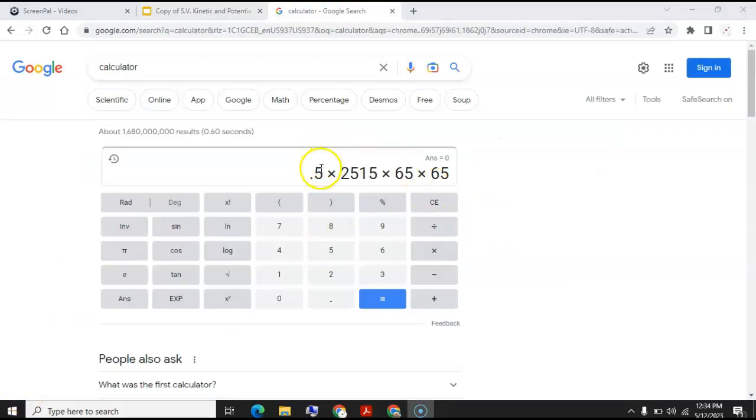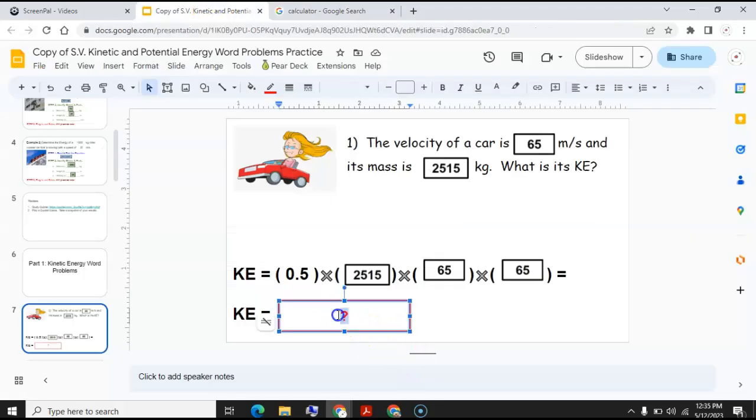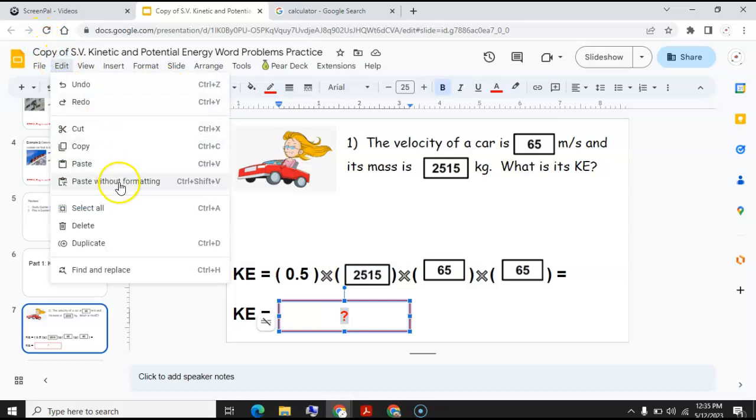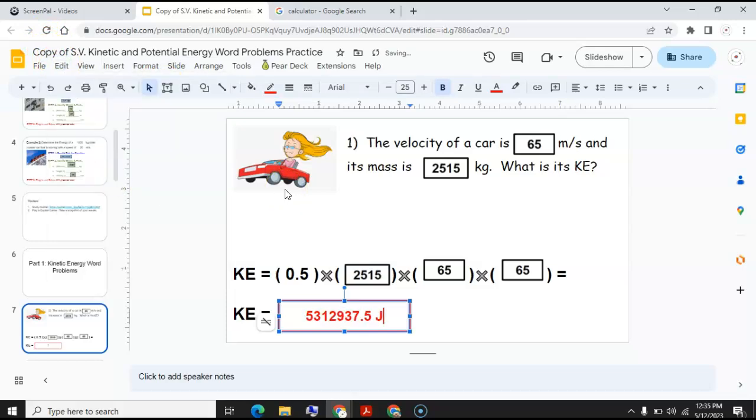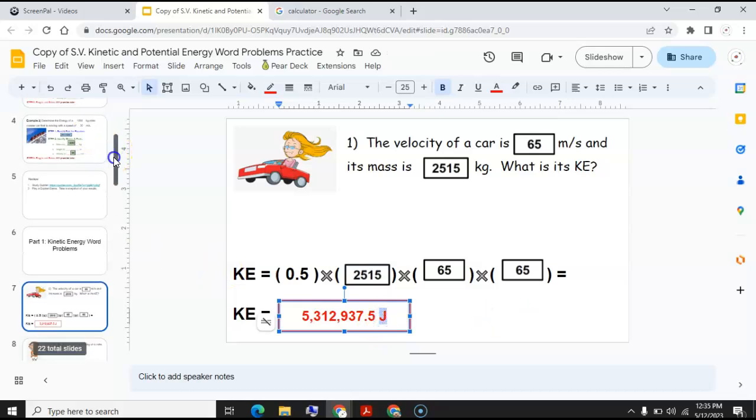Okay, so this is what I have. I'm going to plug this into the calculator. 0.5 times 2,515 times 65 times 65. Or I could just do 65 squared. And when I plug that in, I get this huge number. So this is the number that I'm going to enter into the red box. That's where you're going to put your answer. Okay, and then I'm going to put joules. Okay, and I'm going to add some commas so you can see that this is 5,312,937.5 joules. Don't forget the units, joules, or you'll lose points. All right, so that's how you do that.